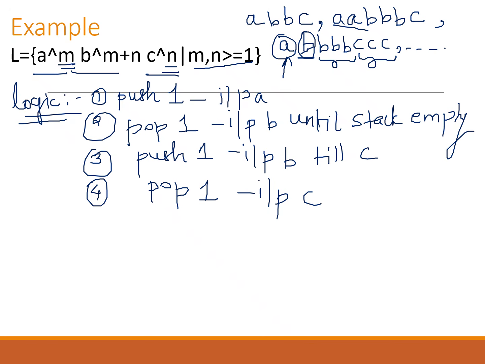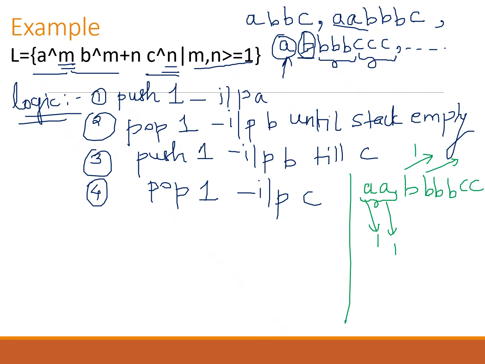So let us have a look at a small sample string. Say for example, we have two A's and two C's here. So 2 plus 2 is 4 B's in the center. For the initial two A's, as we said, we will be doing a push operation. So for these two A's, we will push 1 and 1 on the stack. Next, we'll do pop 1 and again pop 1. Now after this, the stack becomes empty.